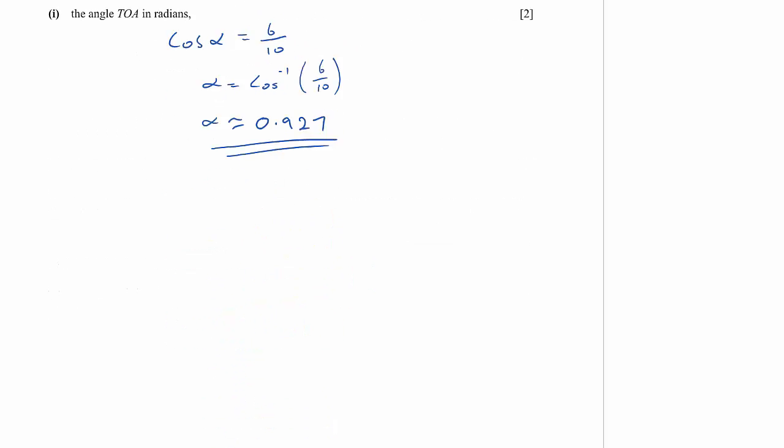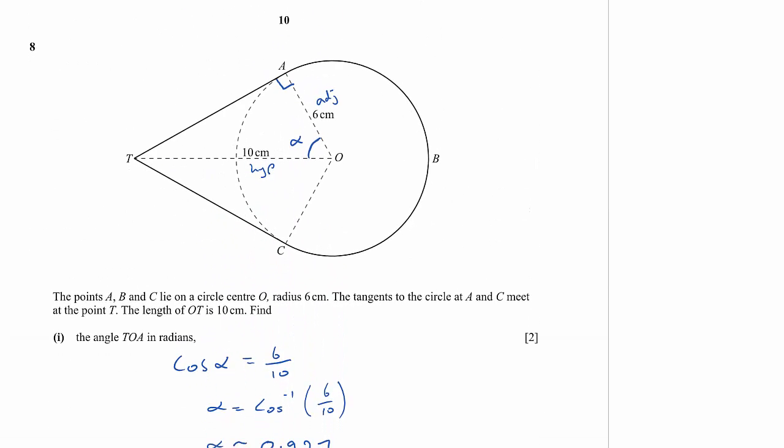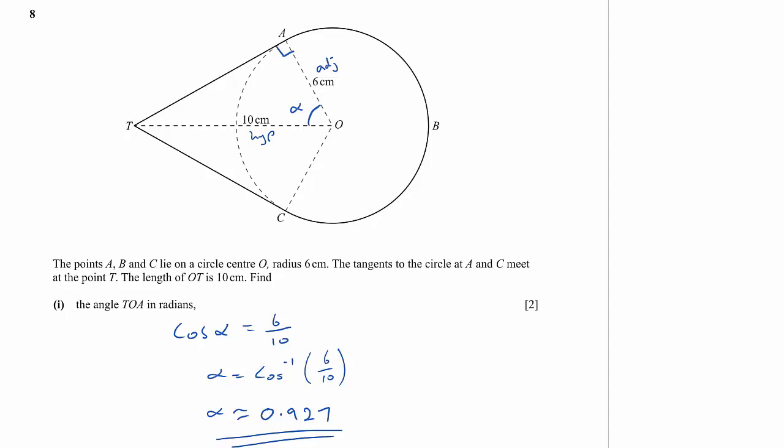So what do we want to find next? We want to find the area of the region TABCT. So basically TABCT, that's all of this. So what we could do is find the area of this sector and then add it onto the area of these two triangles. That would do the trick.